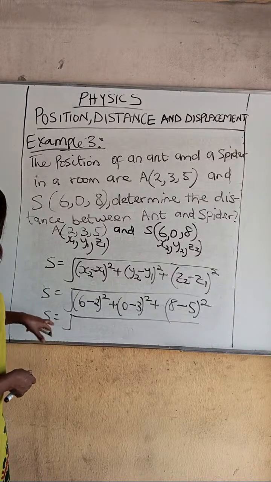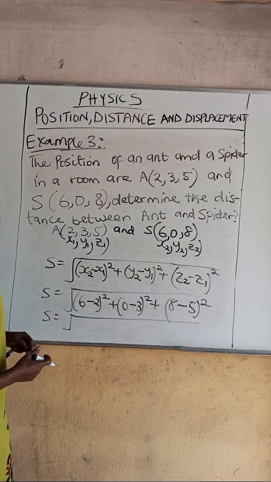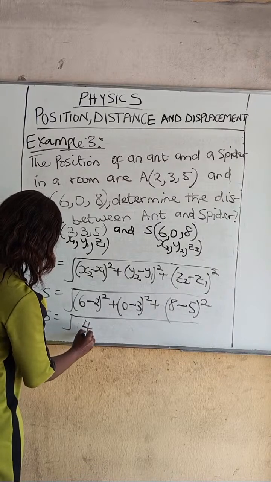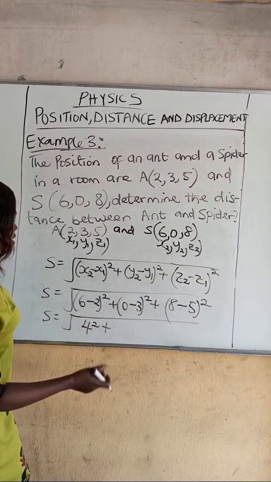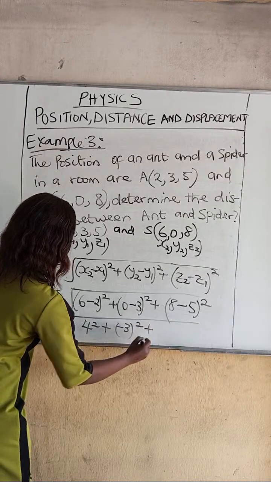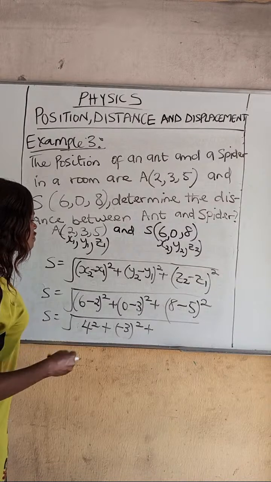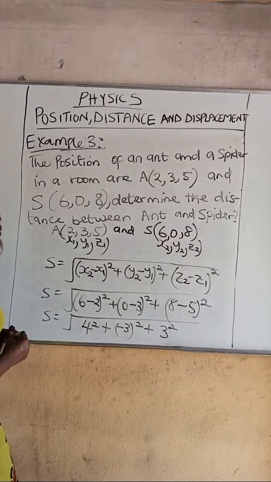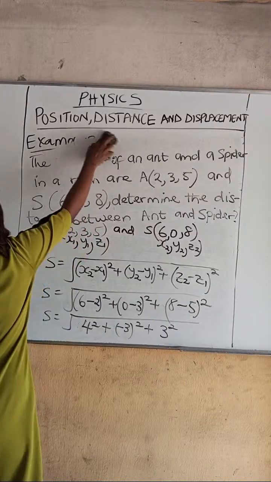So 6 minus 2 is going to give me 4. So I have bracket 4 all squared, plus 0 minus 3 is minus 3, so I have minus 3 all squared, plus 8 minus 5 is going to give me 3, so I have 3 all squared. Right, so let's work it out and get the final answer.